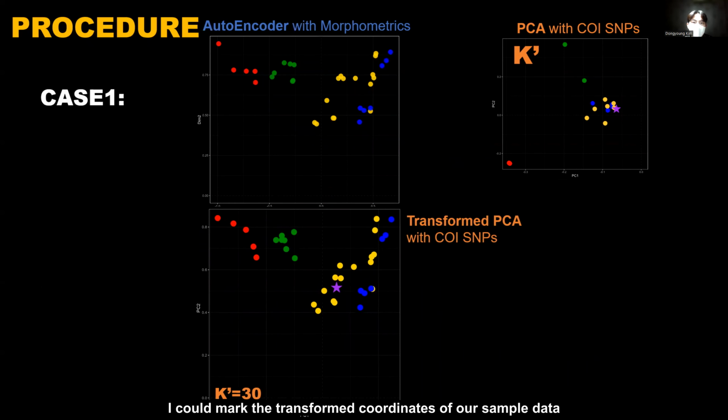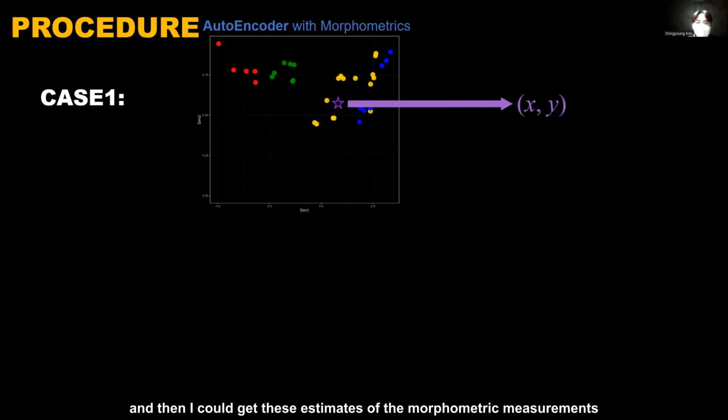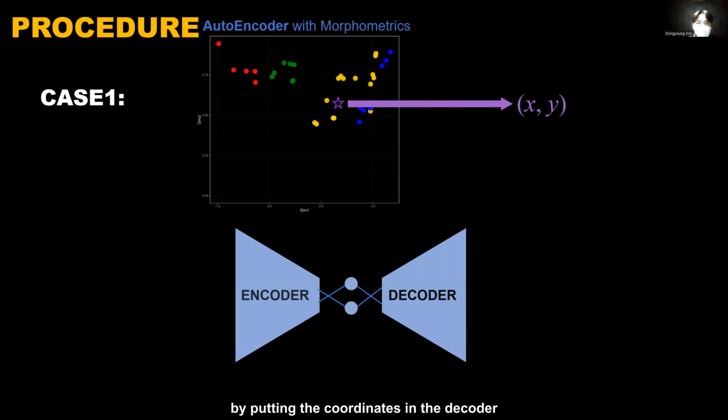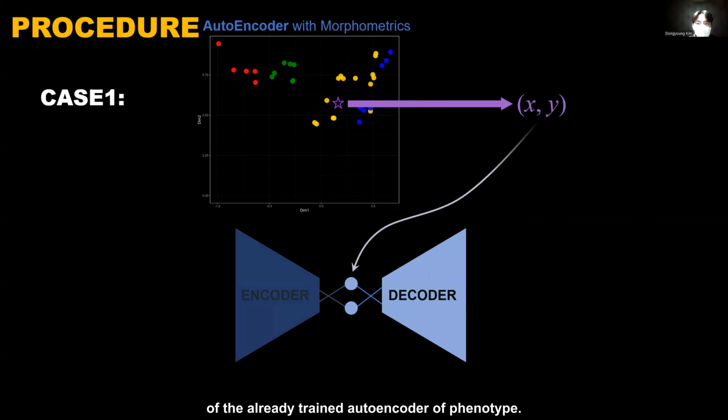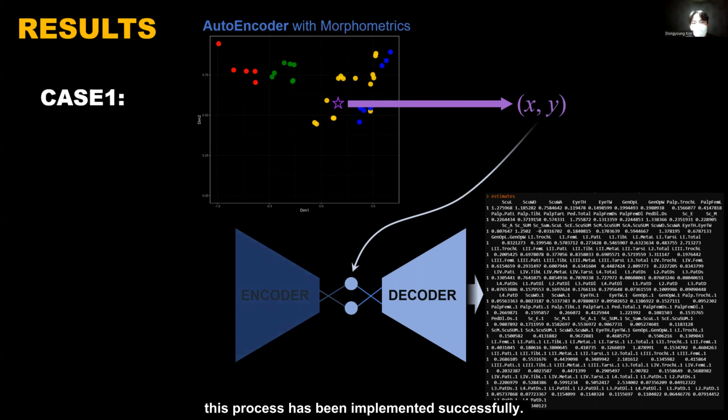I could mark the transformed coordinates of our sample data of interest in the original phenotype autoencoder plot. And then I could get this estimate of the morphometric measurements by putting the coordinate in the decoder of the already trained autoencoder for phenotype, like this. The result is that this process has been implemented successfully.